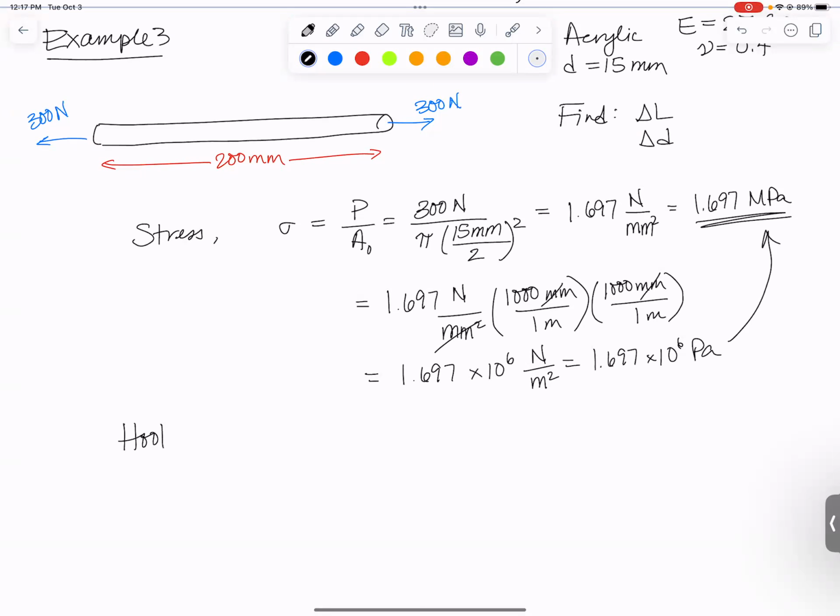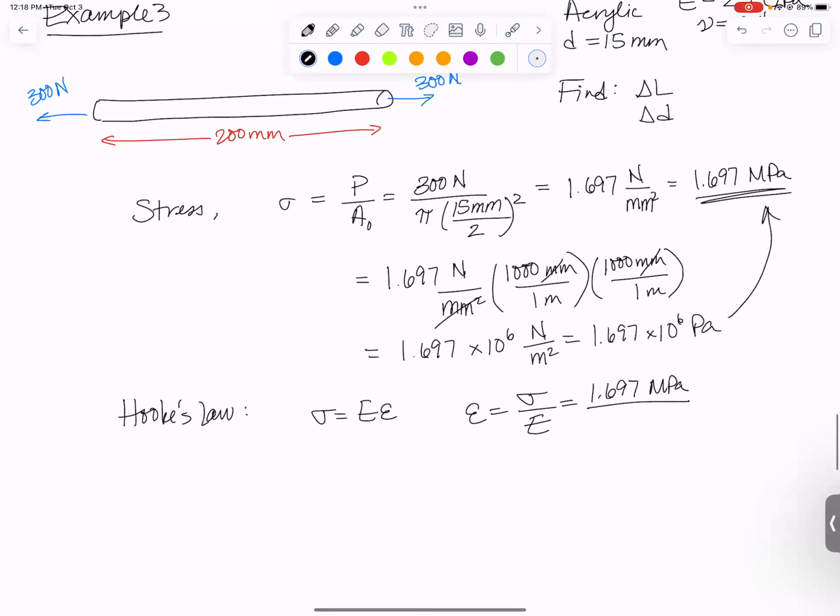Let's try Hooke's law. Sigma is equal to E epsilon. I already know stress and I know E. So my strain is going to be stress divided by E. So I've got 1.697 megapascals divided by 2.7 gigapascals. I don't like having megapascals over gigapascals. So let's write this as 1.697 times 10 to the 6th pascals over 2.7 times 10 to the 9th pascals.